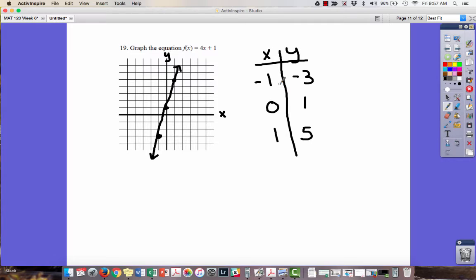But when you graph it, remember you're saying x is your left or your right. Negative is left, positive is right. Y is your up or down. Down is negative, and up is positive. So you're going to have your points, you'll fill the table in, and then make those points on there.